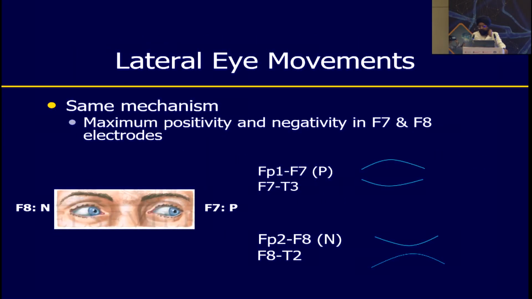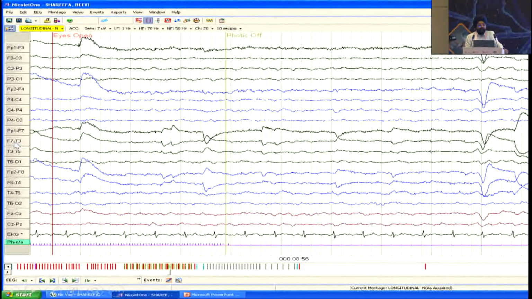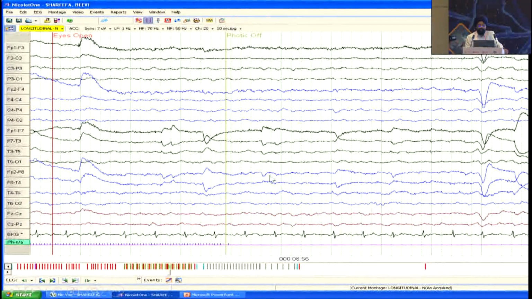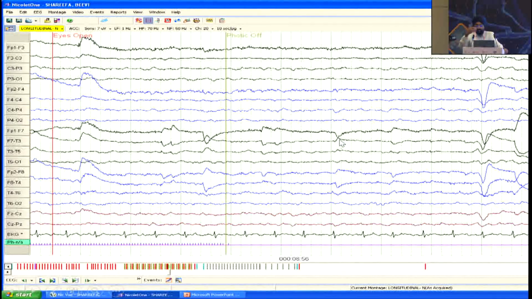So as this image shows, the gaze is to the left, so F7 becomes more positive, and then you have a phenomenon where the window is opening on the left side, however closing on the right side. So in this, if you see FP7, F7, T3, we can see there is a window opening on this side and it is closing on the opposite side, indicating the patient is looking to the left, and then he again turns to the right. So it's roving eye movements to both sides.